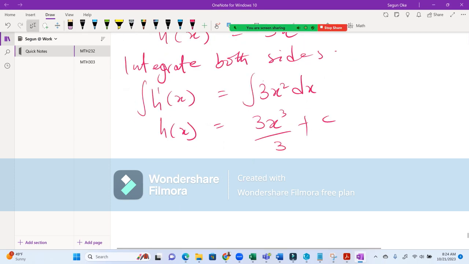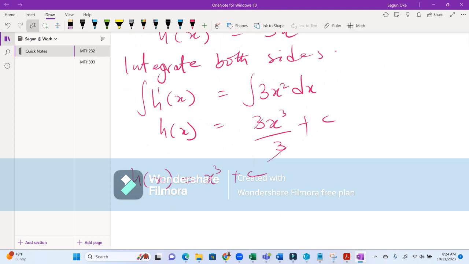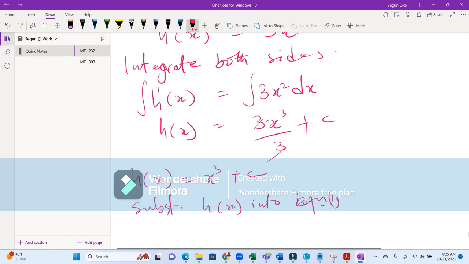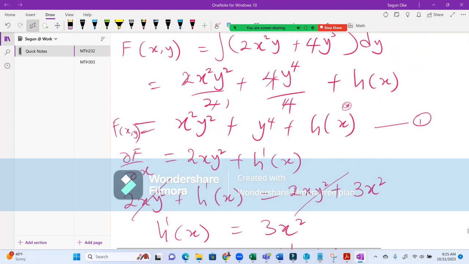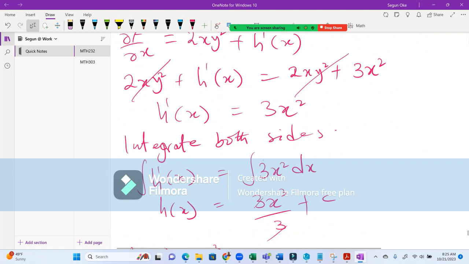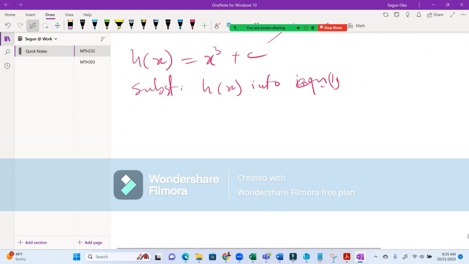So once we have this, you have h of x equals x cubed plus c. Now we have it in the back of our mind that h of x is equal to this. We go back to equation 1 and substitute h of x into equation 1. So equation 1 is there, we can substitute it there. So we will now have our equation 1 to be what?